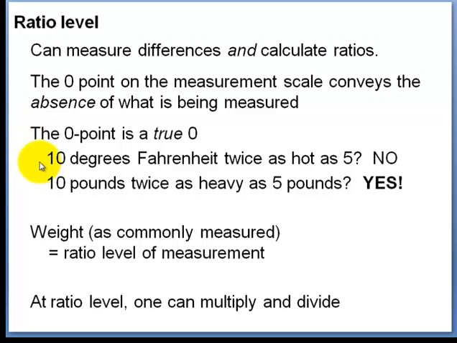You can't divide 10 by 5 to pronounce that 10 degrees is twice as hot as 5. You can't do that at interval level. But you can do so at ratio level of measurement.